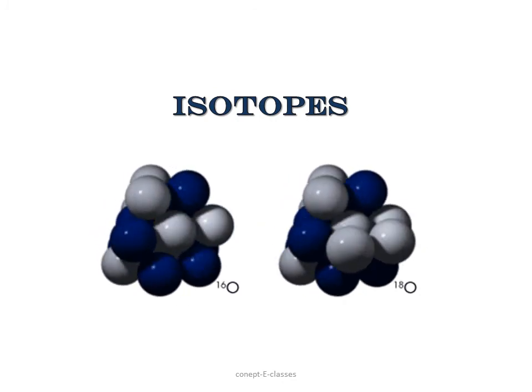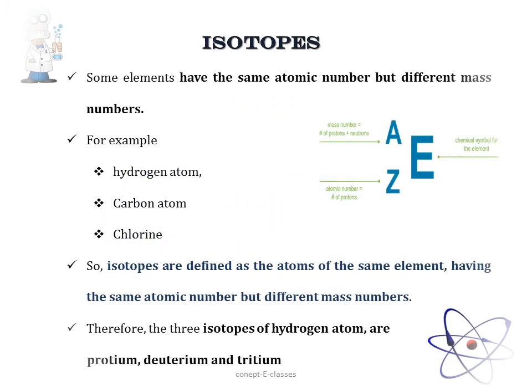Now let's see about isotopes. In nature, a number of atoms of some elements have the same atomic number but different mass numbers. For example, in the case of the hydrogen atom, it has 3 atomic species, namely protium, deuterium and tritium. See here, we can see it has the same atomic number but the mass numbers are different. See 1, 2 and 3.